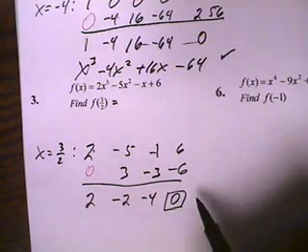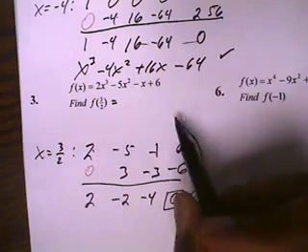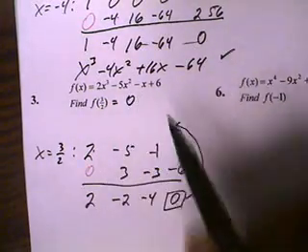My remainder will be my solution, or will be my value. So this evaluates to 0.